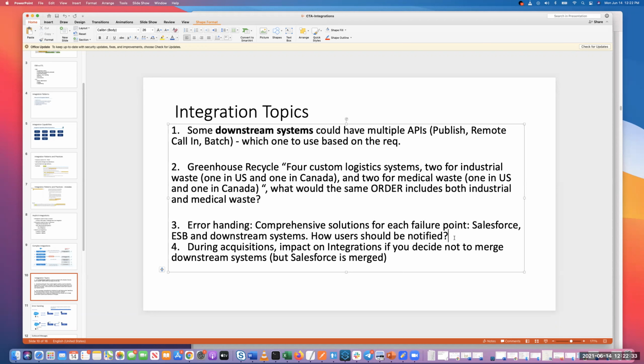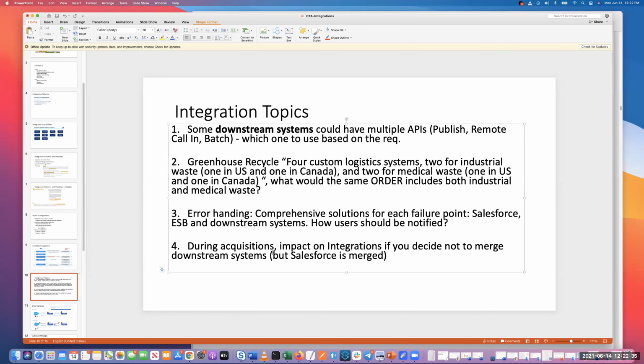Next one, error handling. I'm going to talk about that in the next slide. And the other one is during acquisitions, how it's going to impact the integrations. In an acquisition, you might merge Salesforce, but the downstream systems might be there as is, right? It's like this example, right? You have industrial and medical systems kept as is, but in Salesforce it's one Salesforce, but two ERPs, right? So this could happen, especially when you do mergers. So make sure you are aware of the impacts.